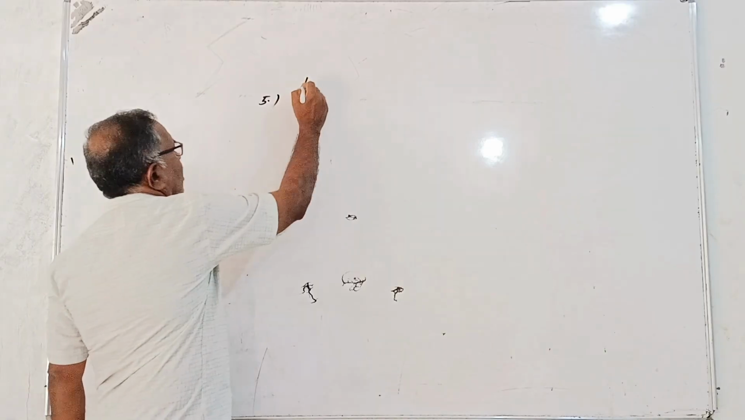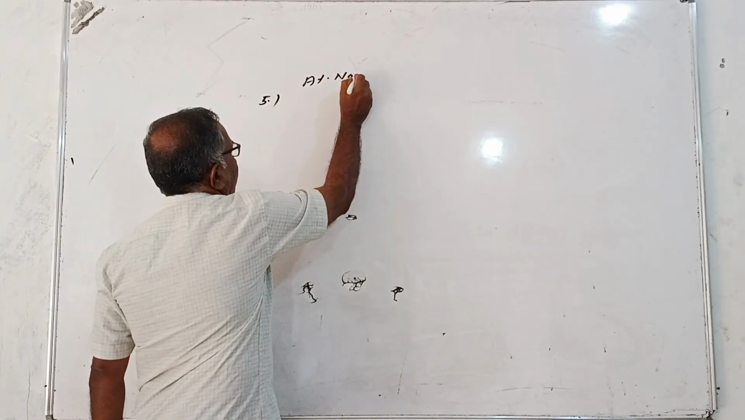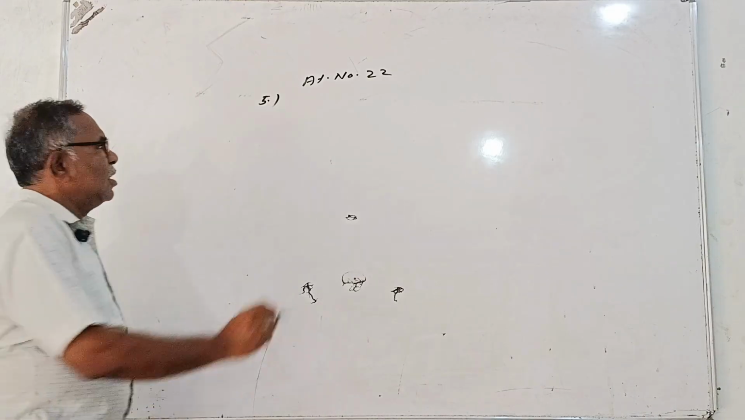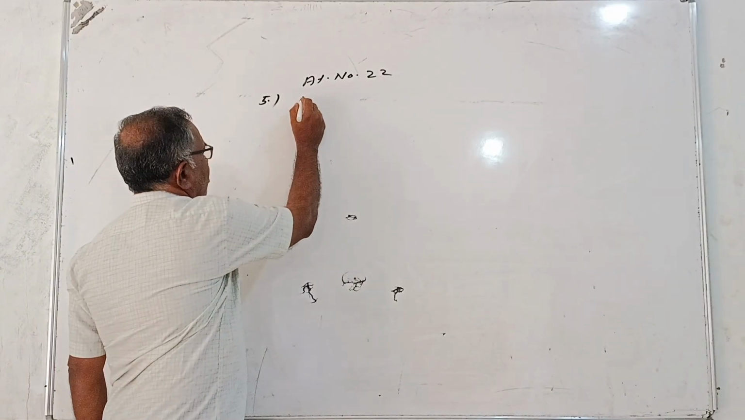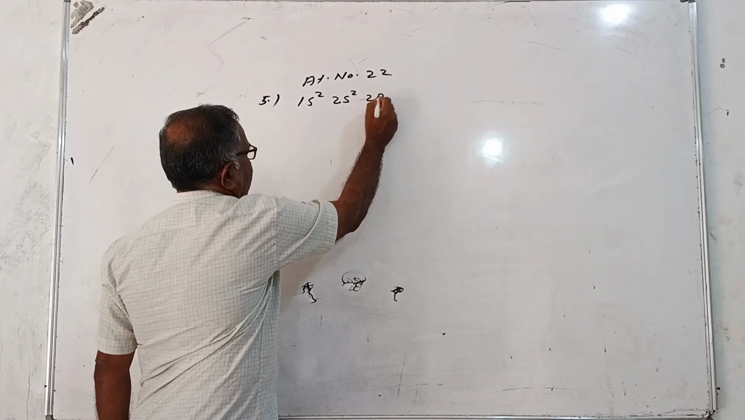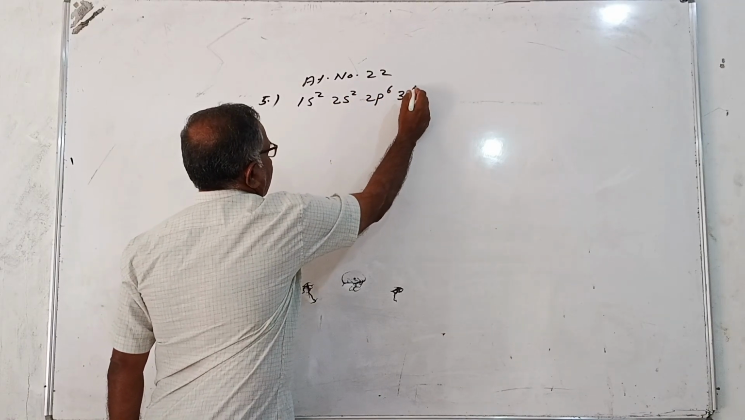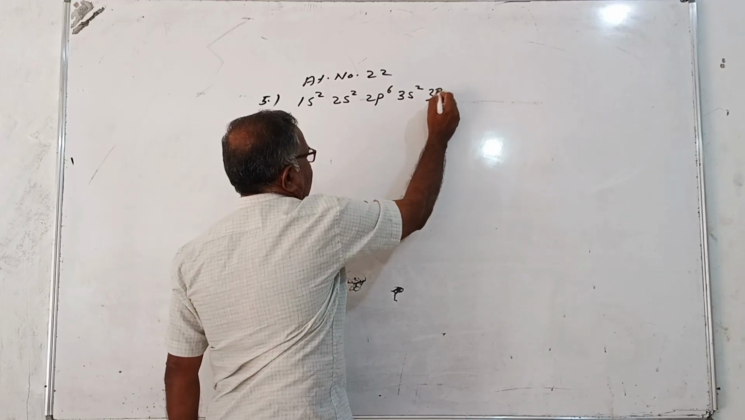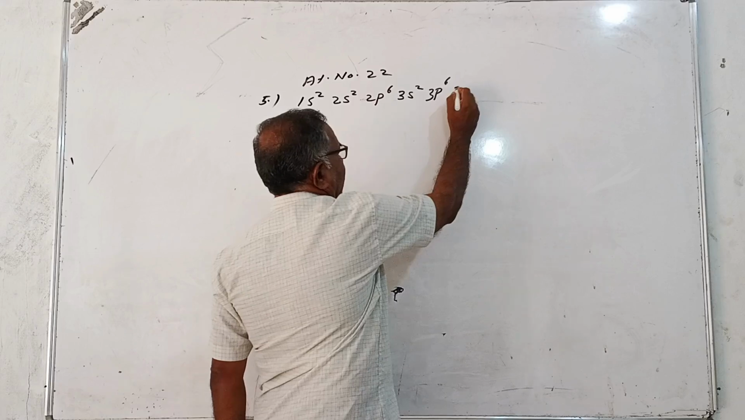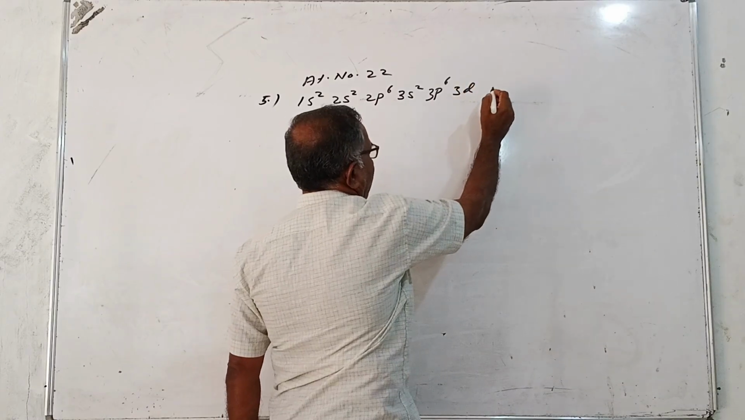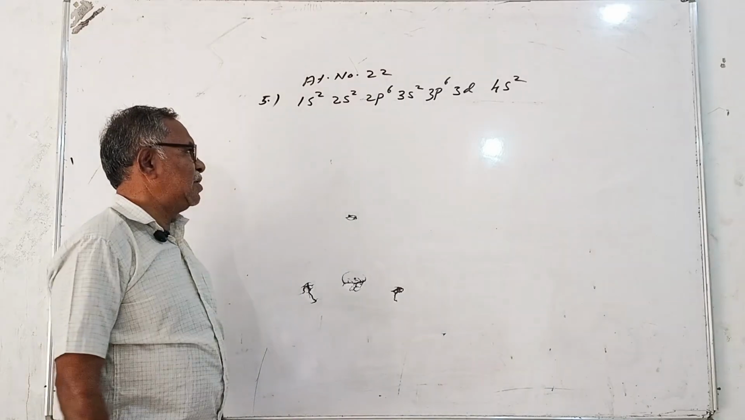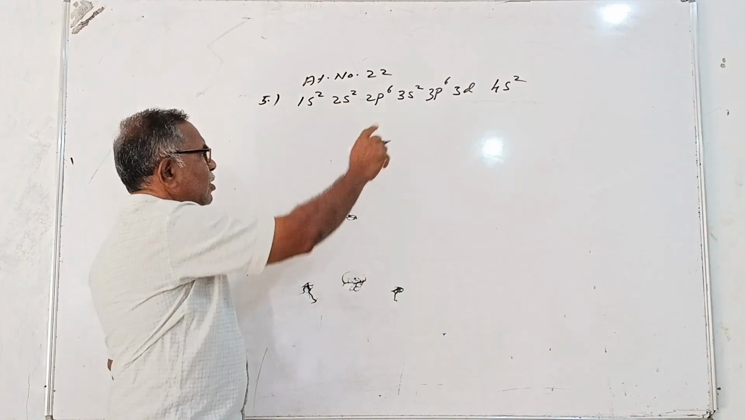So, atomic number 22. Write the subshell electron configuration. Answer: 1s2, 2s2, 2p6, 3s2, 3p6. After 3p6, write 3d, but don't put the electrons in 3d yet. 4s2. After filling 4s, the remaining electrons are put into the d subshell.